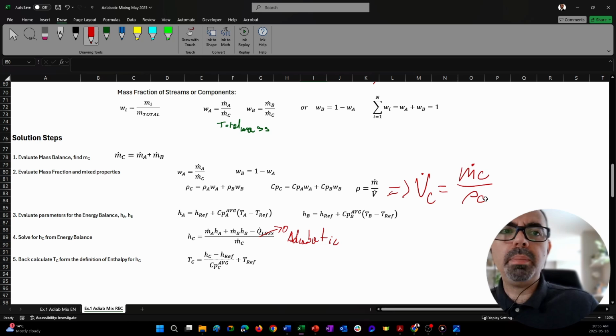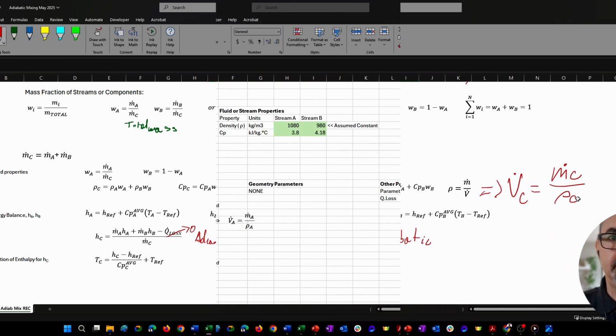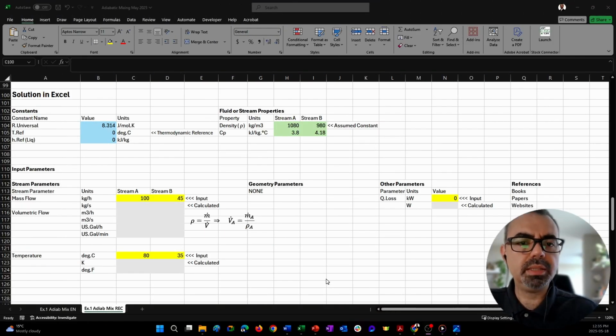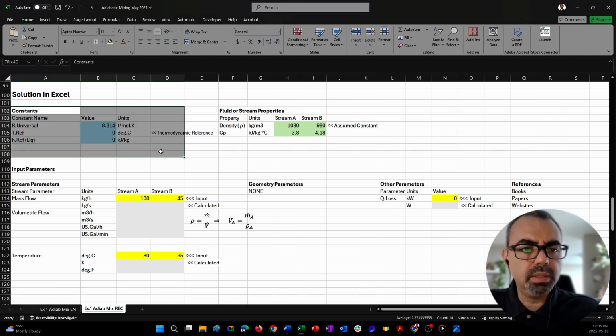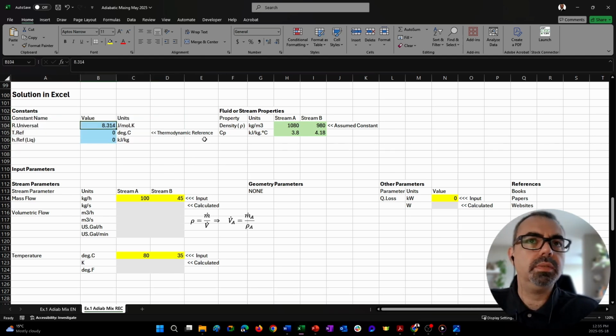So now let's implement this solution in Excel. Now let's start implementing the solution to this problem in Excel. The most important thing for working in Excel, particularly in engineering, is working in an organized manner. The best way to do that is to divide the spreadsheet in sections. What do I mean by this? First, I group the information by different types of data. For example, I group first all the constants together that are not going to change for my problem. For example, these are my thermodynamic references and the universal gas constant if needed.